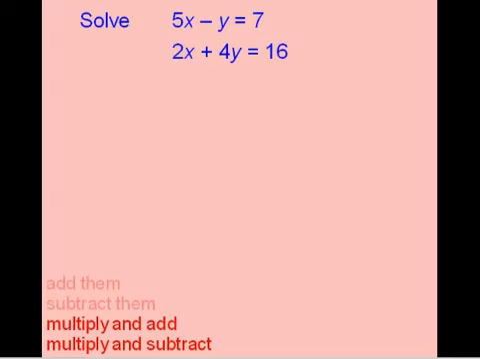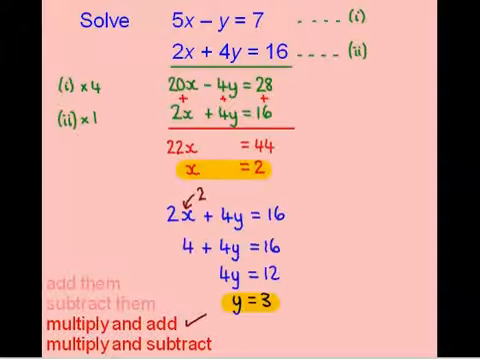Here's one for you to try. Remember, you can multiply and add or multiply and subtract. If I was you, I would multiply and add. The best of luck. Press pause and have a go. When you're ready, press play. Here's the answer. I'm hoping that you multiplied the first equation by 4 and then added them together.